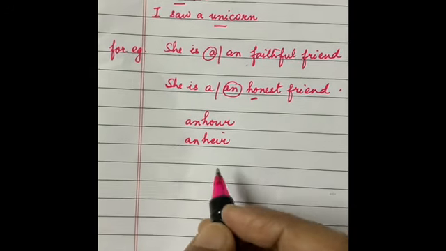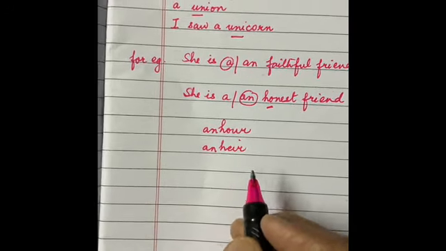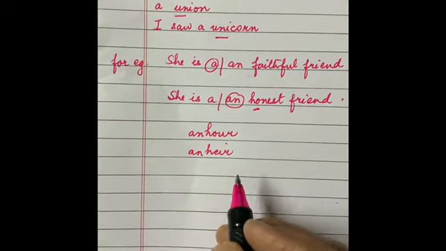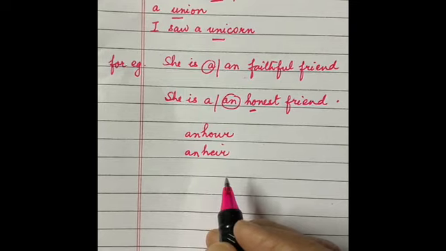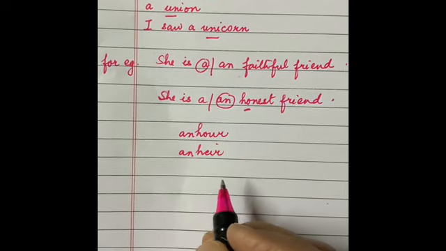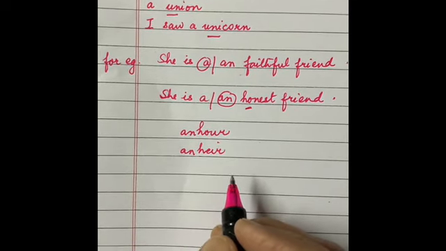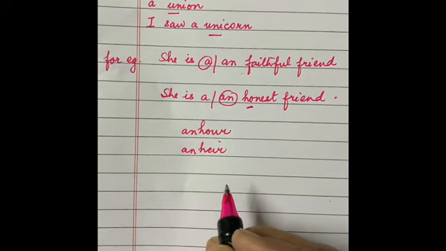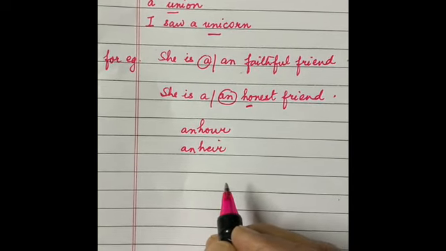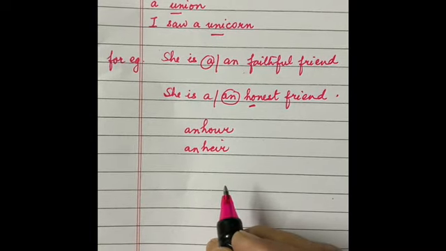Okay. So I hope the concept of vowel and consonant sound is clear to you, and you will never make mistakes while attempting the articles a and an. That's all in this video, and in the next video we will talk about the definite article the and its usage.